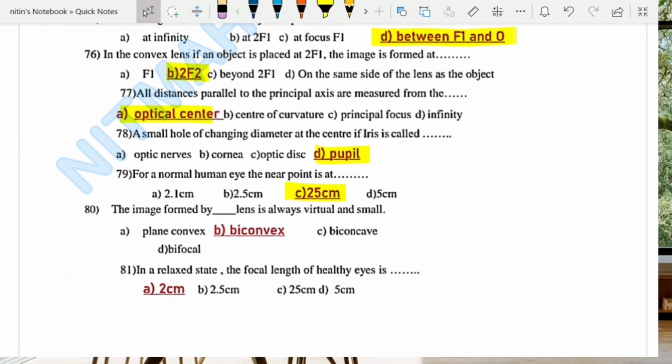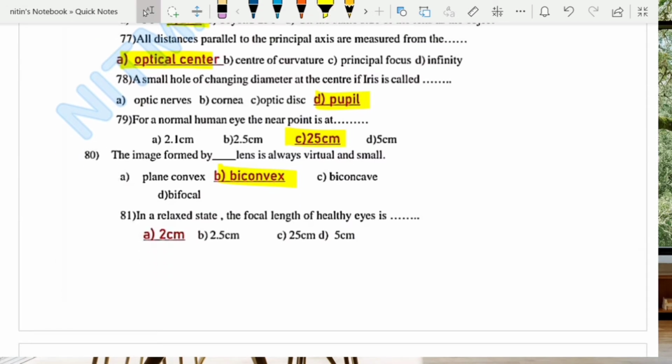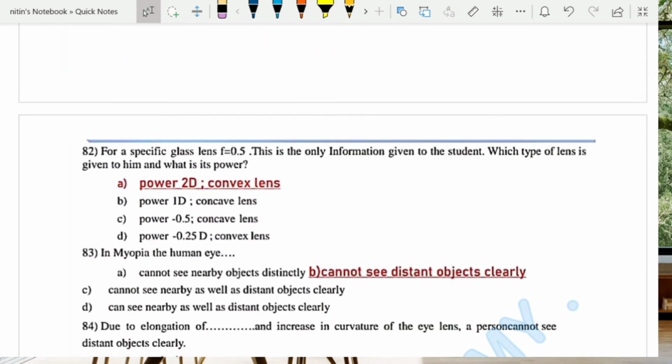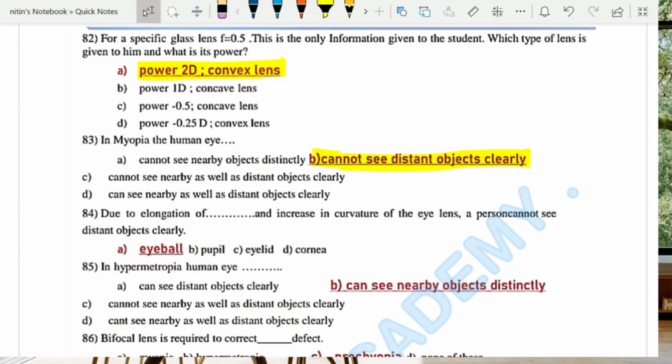The image formed by a convex lens is always virtual and small. In a relaxed state, the focal length of the eye lens is 2 centimeter. Next, for a specific glass lens f is equal to 0.5, then the information given by the student, which type of lens is given, its power is 2D. It is a diopter. In myopia, one cannot see distant objects clearly. Next, due to elongation of the eyeball and increase in curvature of the eye's lens.